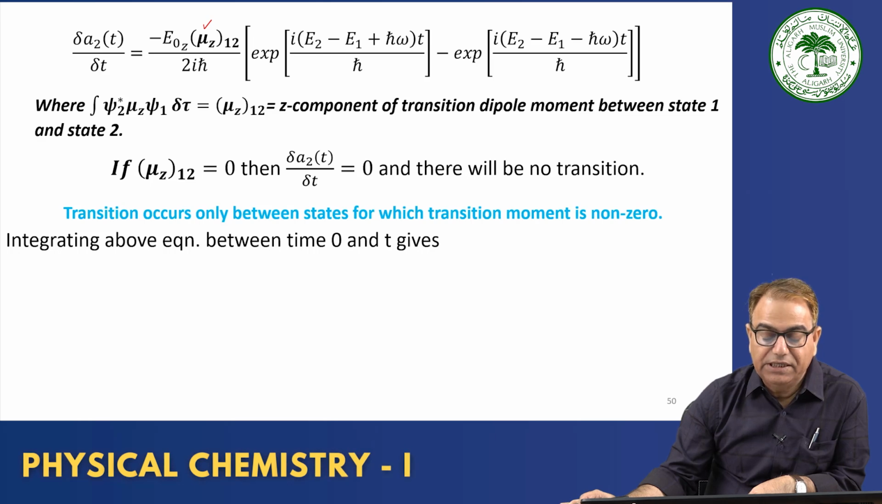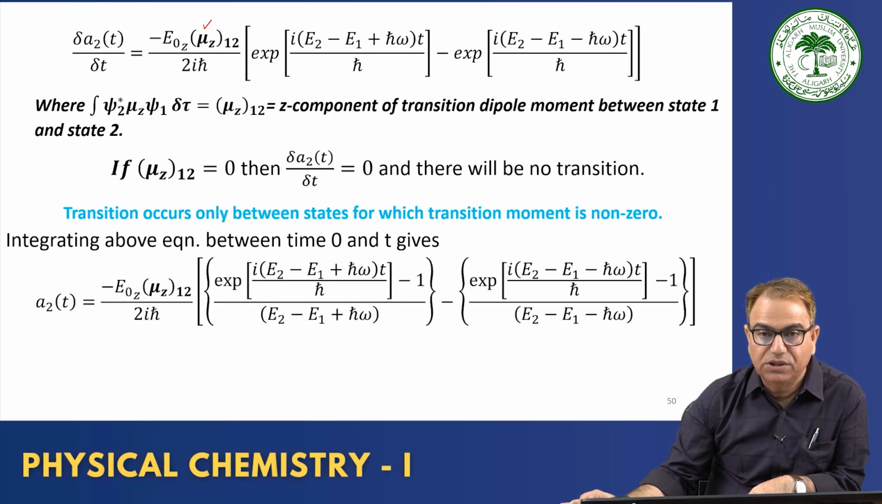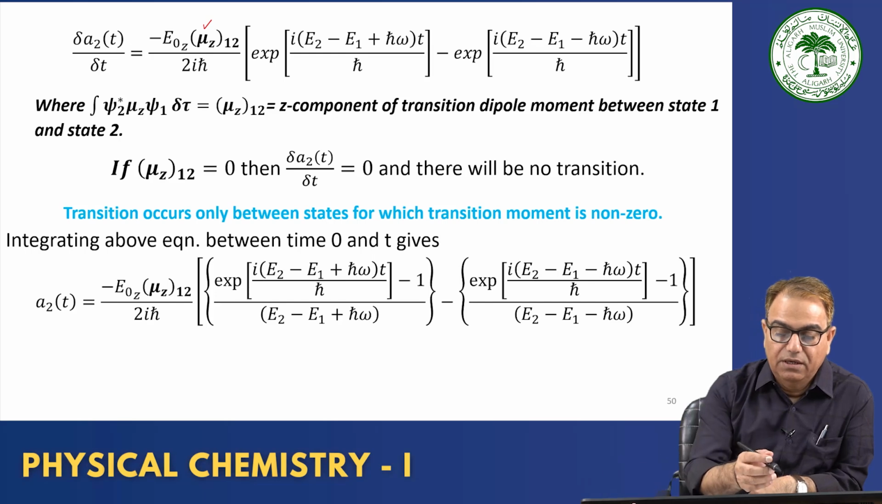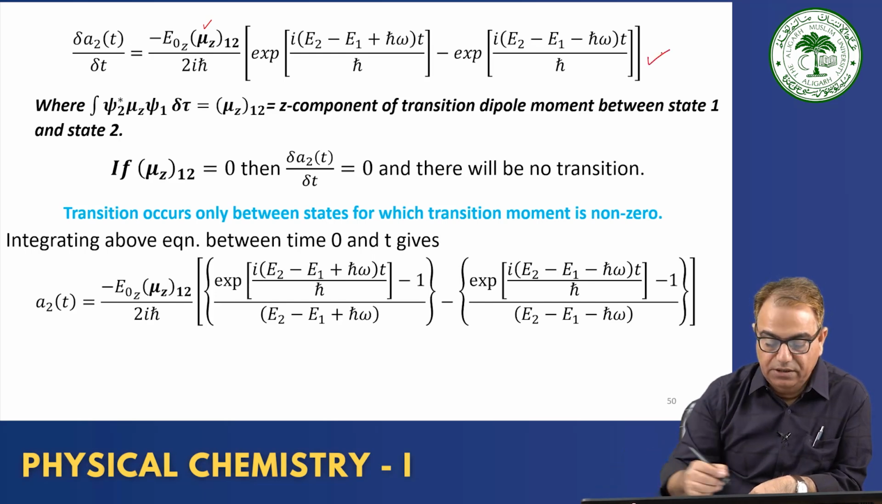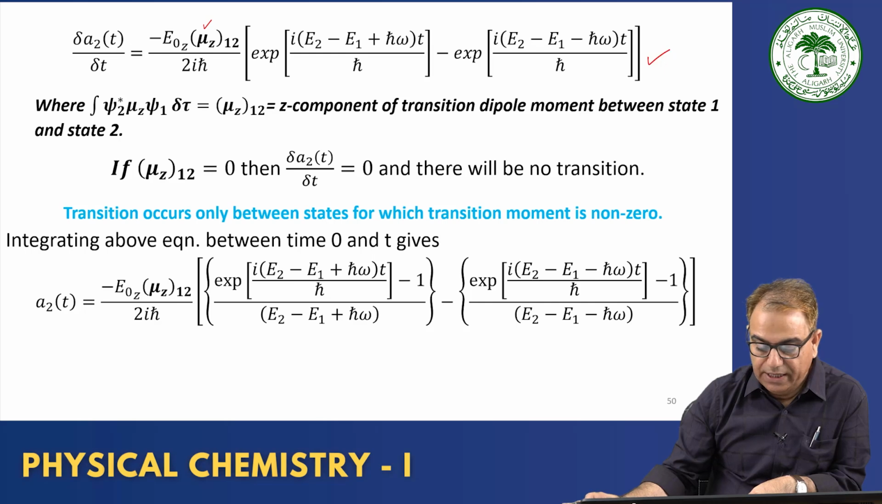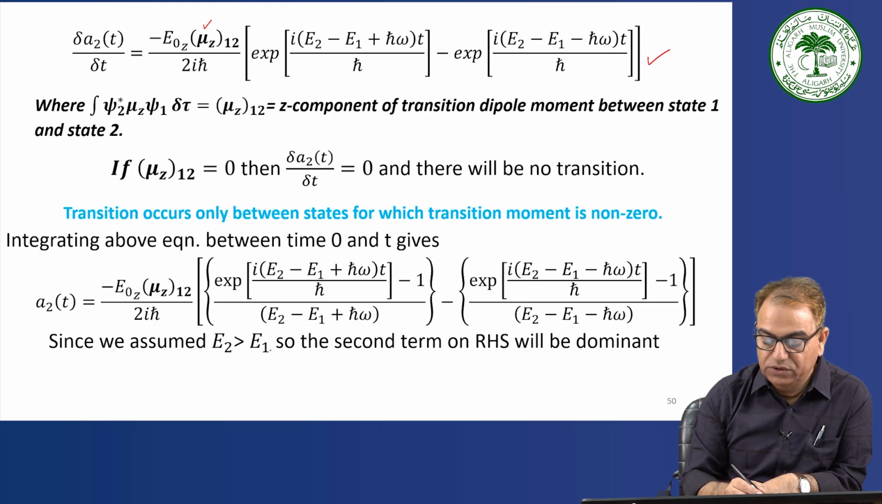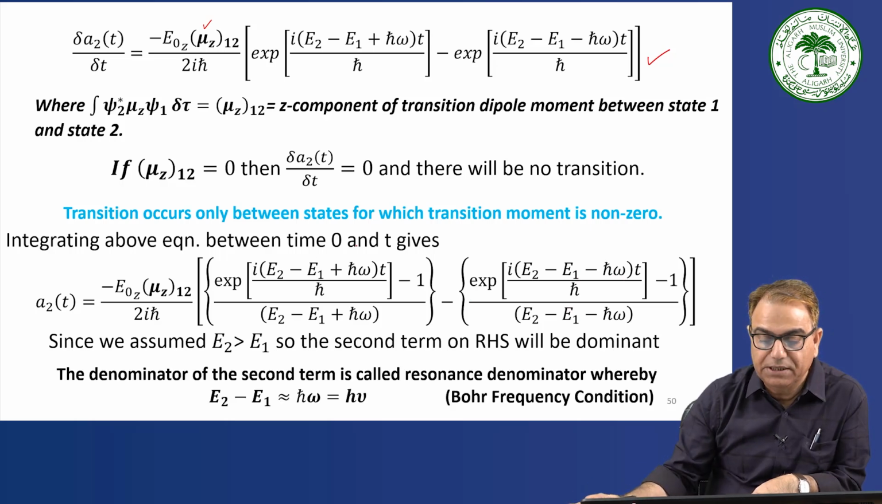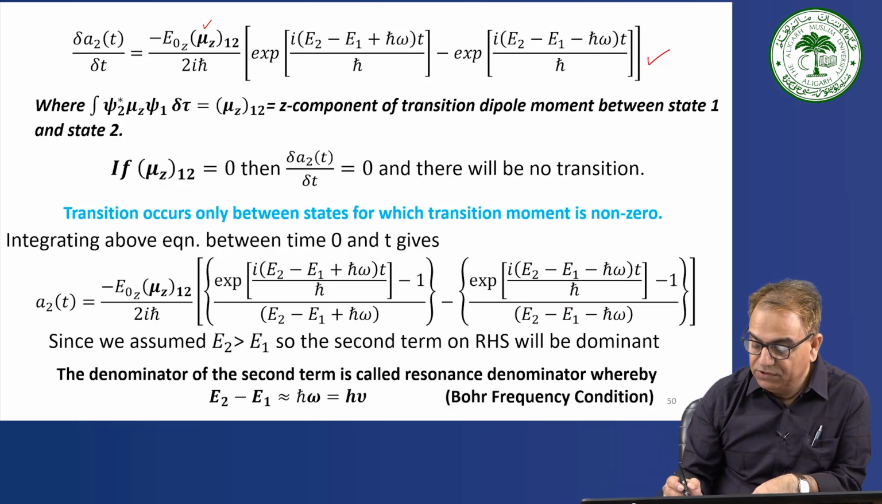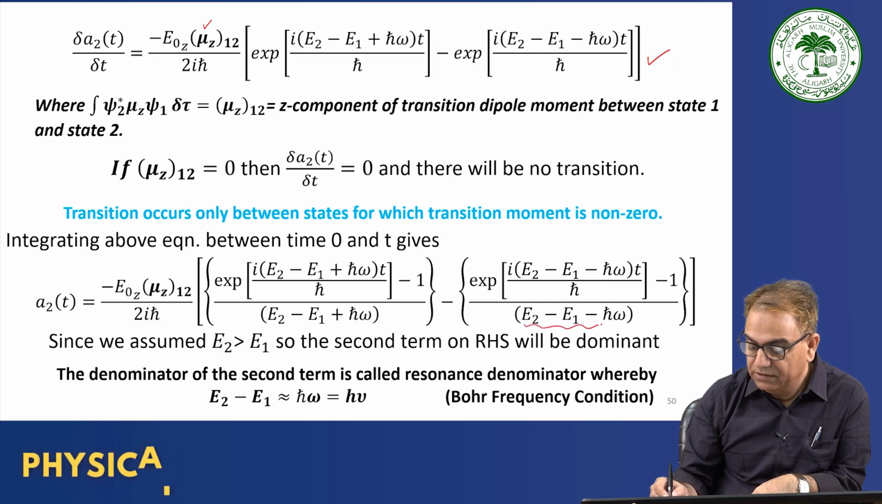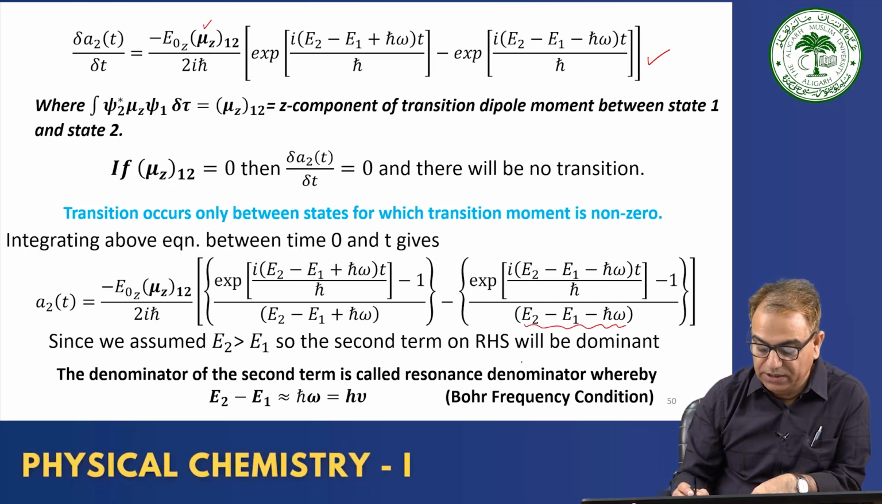Integrating the above equation between time 0 and t gives you this equation. And since we have assumed E2 is greater than E1, the second term on the RHS will be dominant. This term will not be dominant, and so we will keep only that. And what does it give you in the denominator? If you look at that, it gives you E2 minus E1 minus h cross omega.